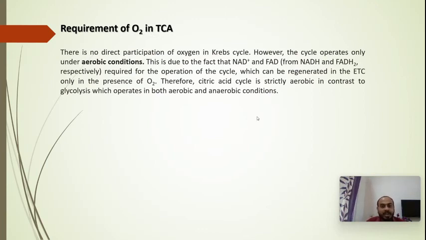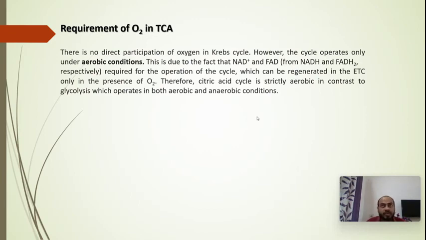Why so? This is due to the fact that NAD plus and FAD, from NADH and FADH2 respectively, are required for the operation of this cycle, and they can be regenerated in the ETC only in the presence of oxygen. Therefore, the citric acid cycle is strictly aerobic, in contrast to glycolysis, which operates under both aerobic as well as anaerobic conditions. So what is told here is that the TCA cycle is strictly aerobic.